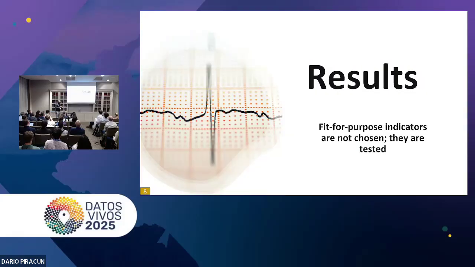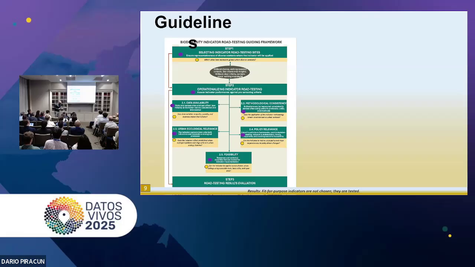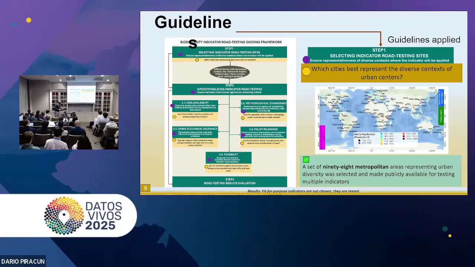So I just want to go straight to the results. That's where we see more about the guideline and how it has been applied. I don't want to spend time on this. This was mainly to look at the different steps the guideline has. There are three key steps. One was selecting indicators and sites for real-world testing. The second was operationalizing indicator testing. The third is the evaluation process.